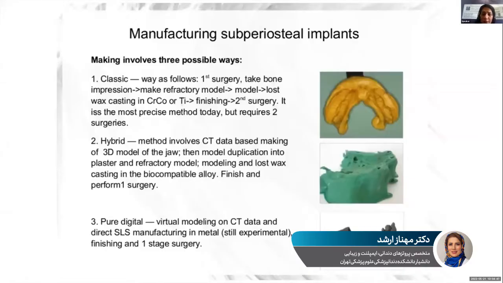Manufacturing for subperiosteal implants nowadays is purely digital. We use virtual modeling on CT data and then make the subperiosteal implant with titanium grade 23 with SLM devices, with 3D printing methods, and finishing, polishing, and then use the surgery with some special guides. And the prosthodontic procedure is also purely digital. So the mistakes come down.